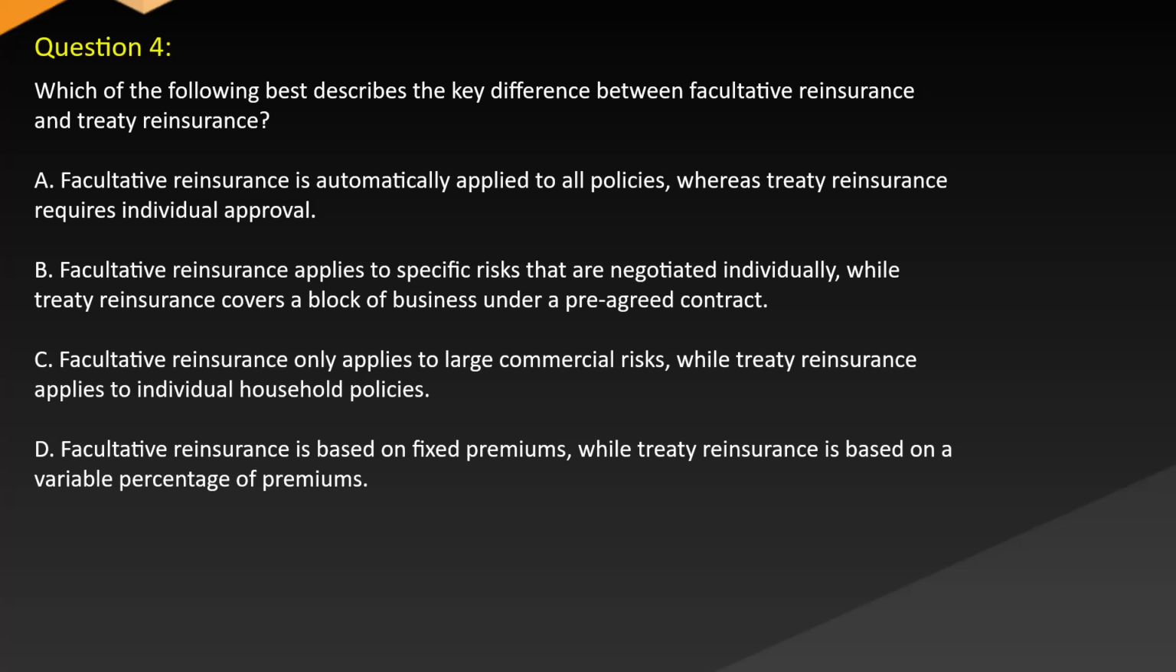C. Facultative reinsurance only applies to large commercial risks, while treaty reinsurance applies to individual household policies. D. Facultative reinsurance is based on fixed premiums, while treaty reinsurance is based on a variable percentage of premiums.